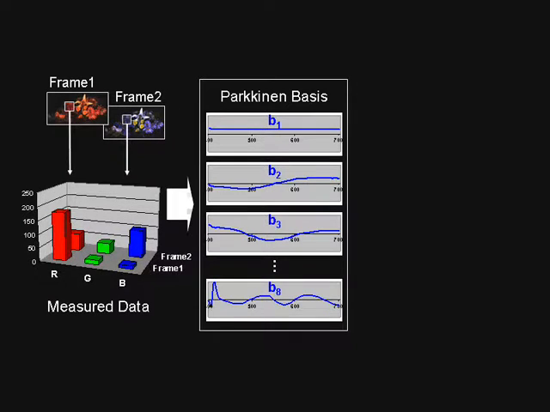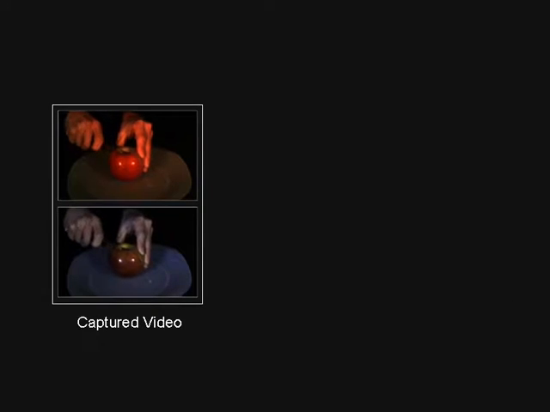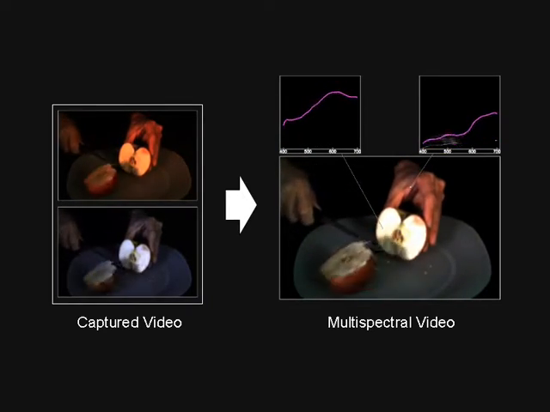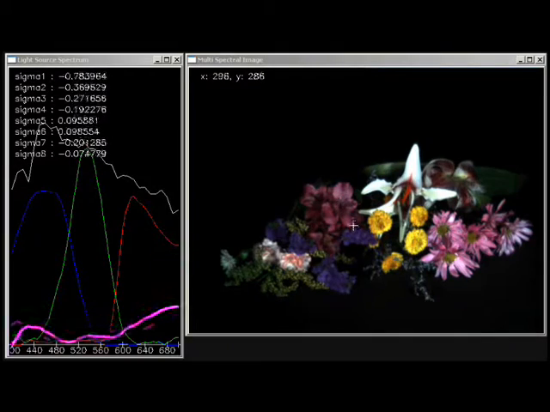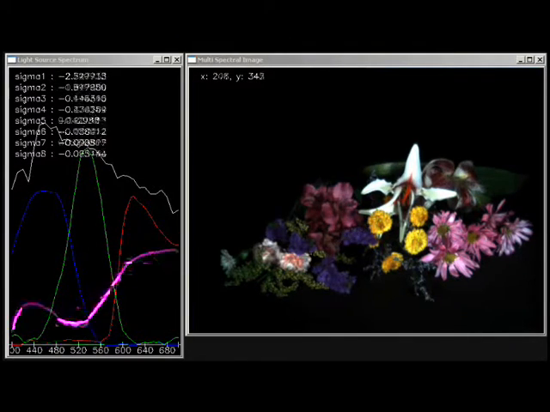From these 6 measurements, we estimate the full spectral reflectance at each pixel using the Parkkinen basis functions. This is done by imposing regularization and using quadratic programming. Using a 60 frame per second camera, our system can produce multispectral video at 30 frames per second. We have also developed an interactive viewer to explore the spectral characteristics of a measured scene.